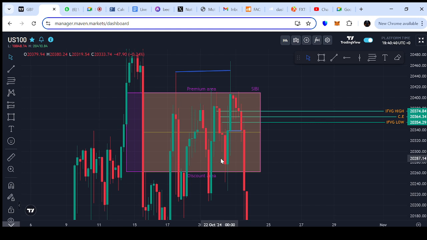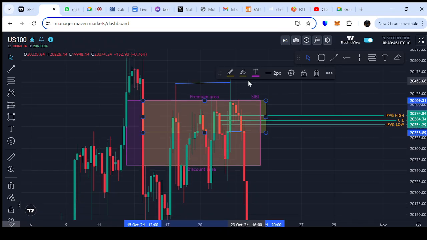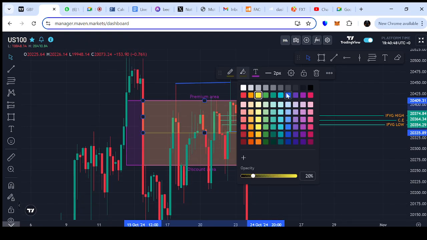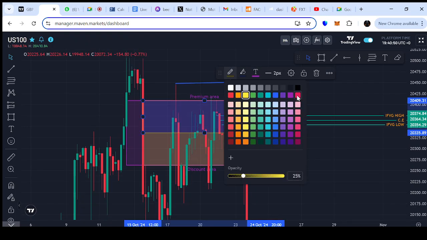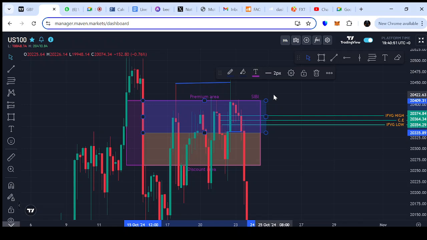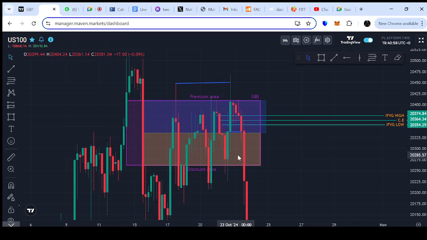And when we are in premium area, like this, the whole of this area, this premium side, just know that price will go and seek for the discount area. If you are in discount area, price will seek for the premium area. Hope you understand.